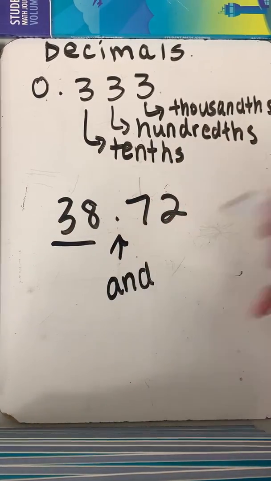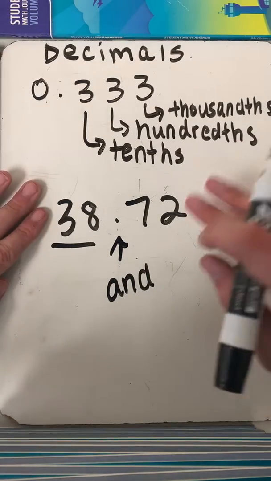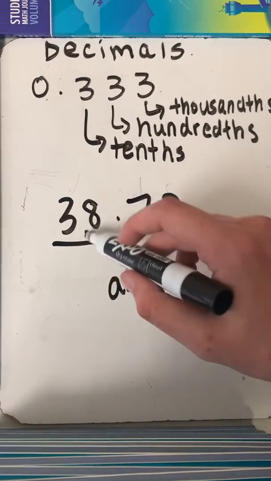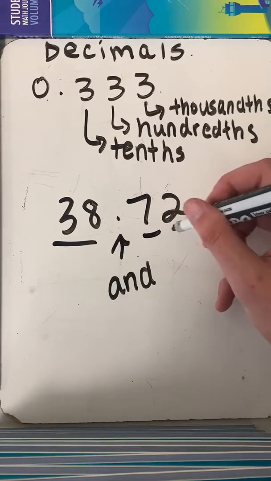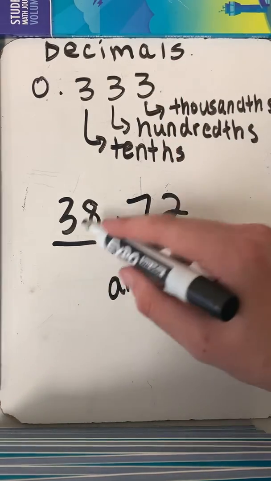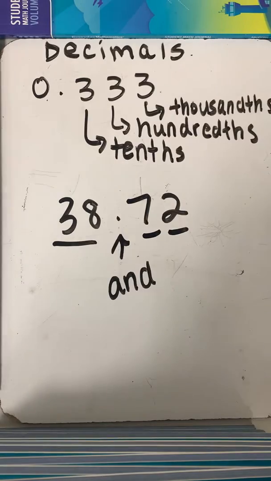When we read a decimal point, we want to say and, because we want to remember that these are my whole numbers and these are my decimals. So 38 and then 72 hundredths. 38 and 72 hundredths.